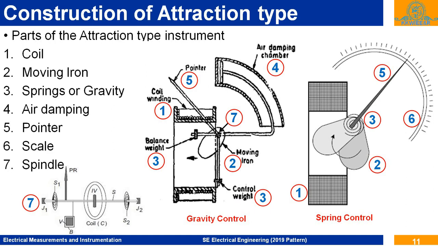There is a stationary coil, and a soft iron piece. Controlling springs are provided for the vertical spindle, and weights are provided for the horizontal spindle. Air damping is provided for the steady movement. The pointer and scale are provided for the measurement purpose, and the spindle is provided for the movement of this system.